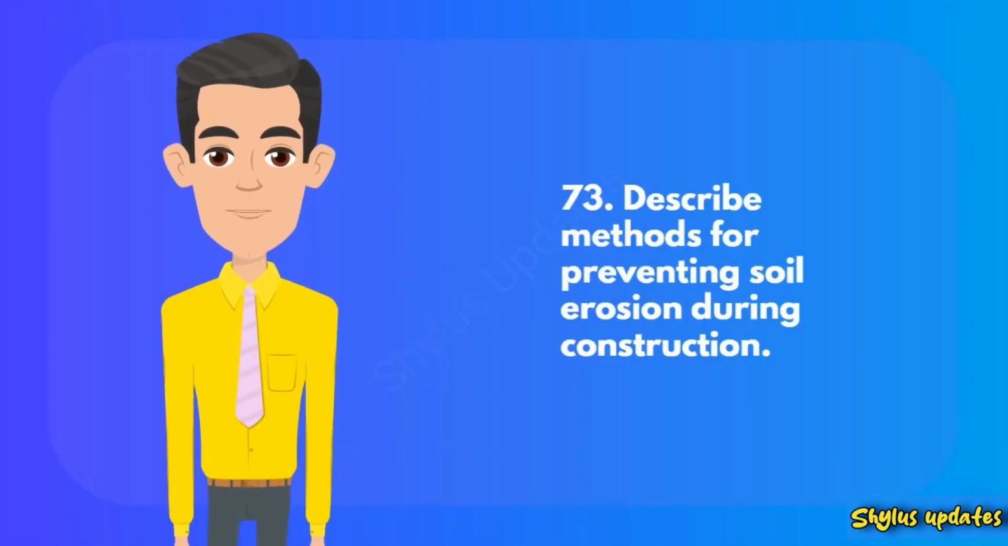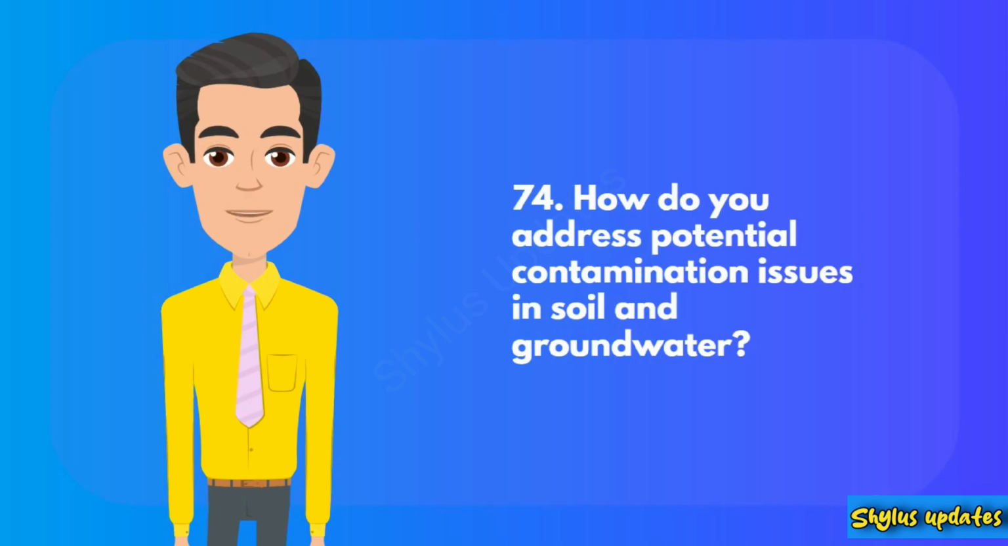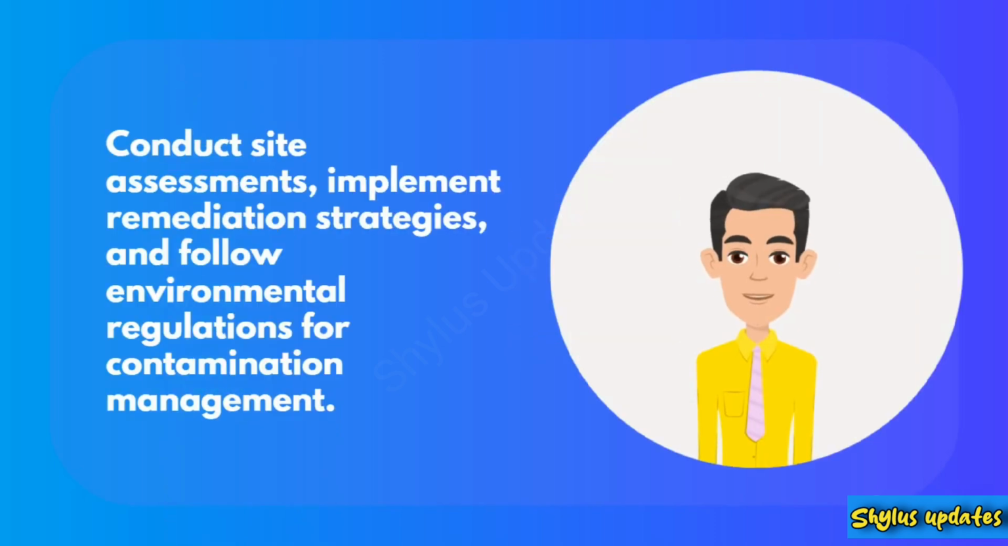73. Describe methods for preventing soil erosion during construction. Methods include silt fences, erosion control blankets, and proper site grading and drainage. 74. How do you address potential contamination issues in soil and groundwater? Conduct site assessments, implement remediation strategies, and follow environmental regulations for contamination management.